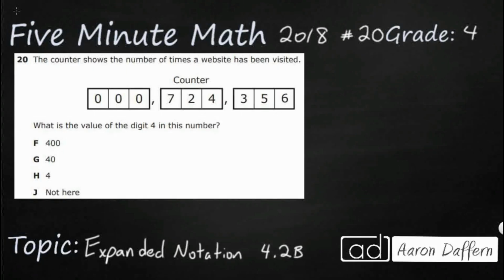Today we are looking at the 4th grade concept of expanded notation. This is standard 4.2b in the great state of Texas, and we are using item number 20 off the 2018 released STAAR test. If you have not done so already, please go ahead and take a moment to pause the video, work this problem out on your own, unpause it, and then we will look at our answers together.